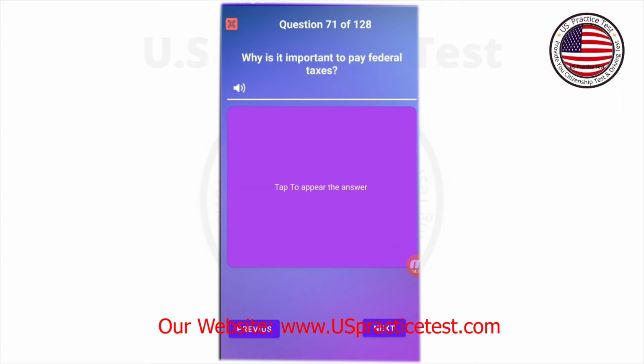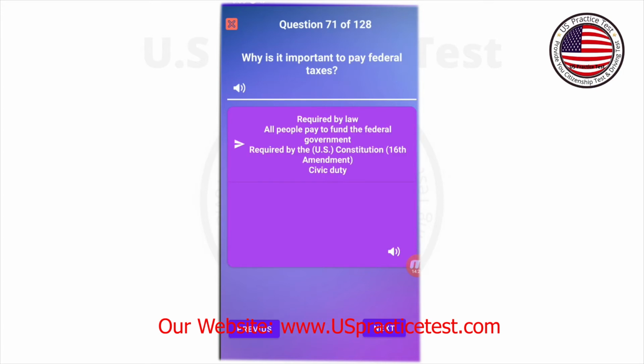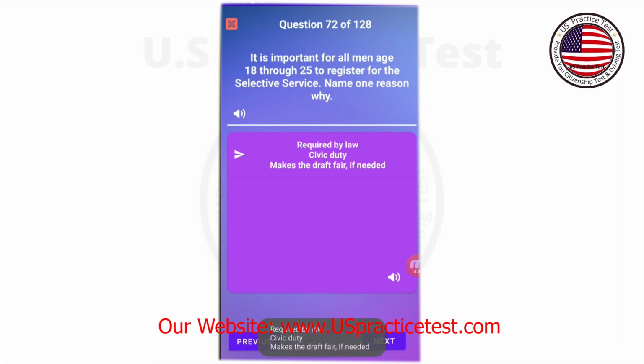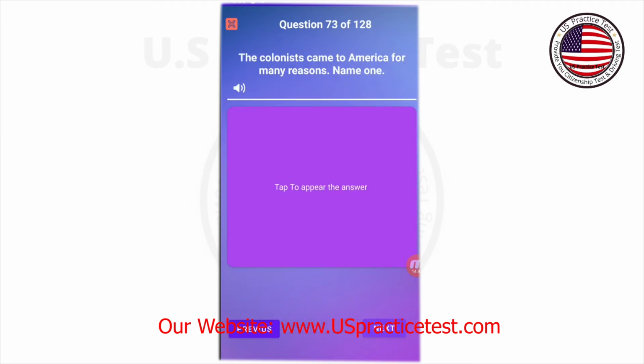Why is it important to pay federal taxes? Required by law. All people pay to fund the federal government. Required by the U.S. Constitution 16th Amendment. Civic duty. It is important for all men age 18 through 25 to register for the Selective Service. Name one reason why. Required by law. Civic duty. Makes the draft fair, if needed.